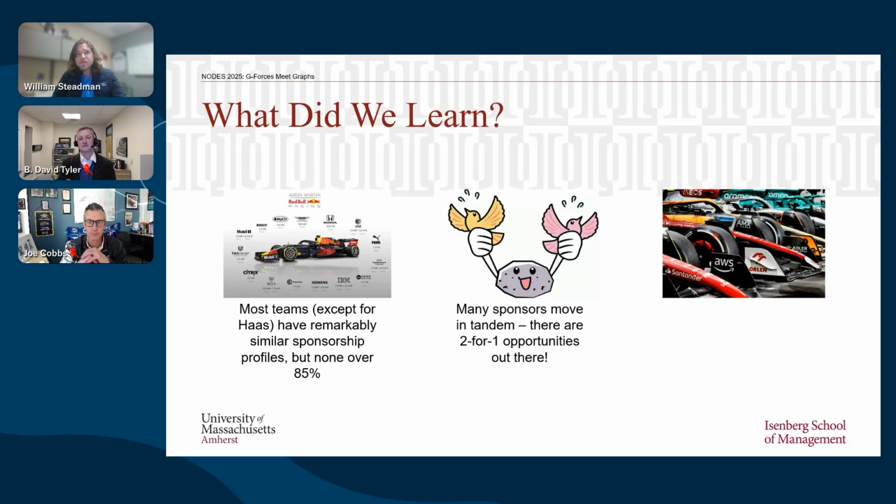Secondly, many sponsors move in tandem. As a race team, these might be attractive targets. And if you add in agencies or drivers who might be sponsored to the deal squads, you should be able to dig down more into why this is happening and which brands you might be able to target as a potential 2-for-1.